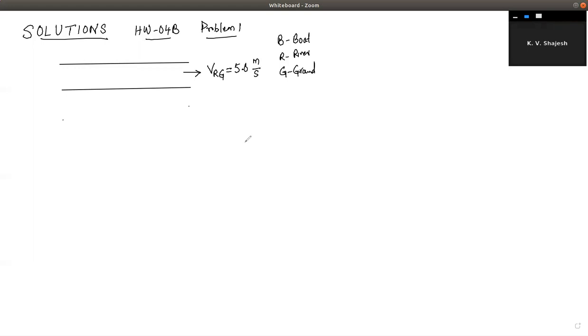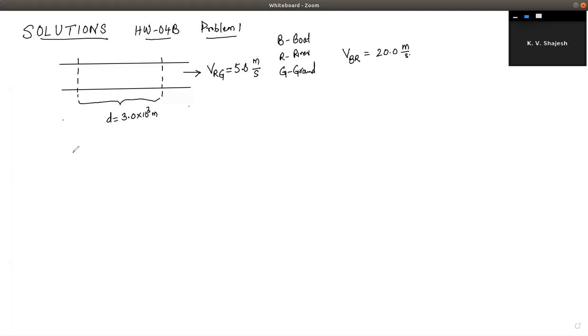And the boat itself can go at, so velocity of the boat with respect to the river is 20 meters per second. So let's say that this is the initial point, that's the final point, and the distance d here is given to be 3 kilometers, which is 3 into 10 raised to 3 meters.